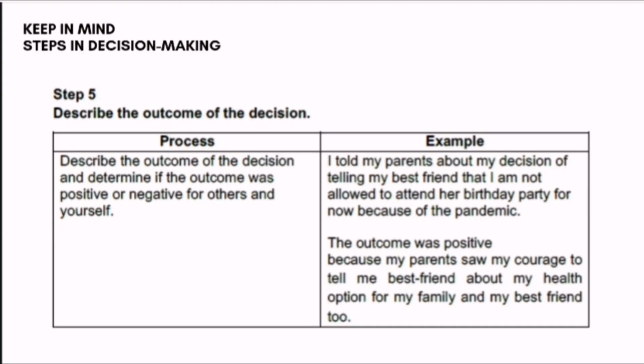And then step 5, describe the outcome of the decision. Ano ba yung kinalabasan ng iyong desisyon? So, describe the outcome of the decision and determine if the outcome was positive or negative for others and yourself. Nakabuti ba o nakasama ang naging desisyon mo? Okay, so I told my parents about my decision of telling my best friend that I am not allowed to attend her birthday party for now because of the pandemic. The outcome was positive because my parents saw my courage to tell my best friend about my health option for my family and my best friend too.